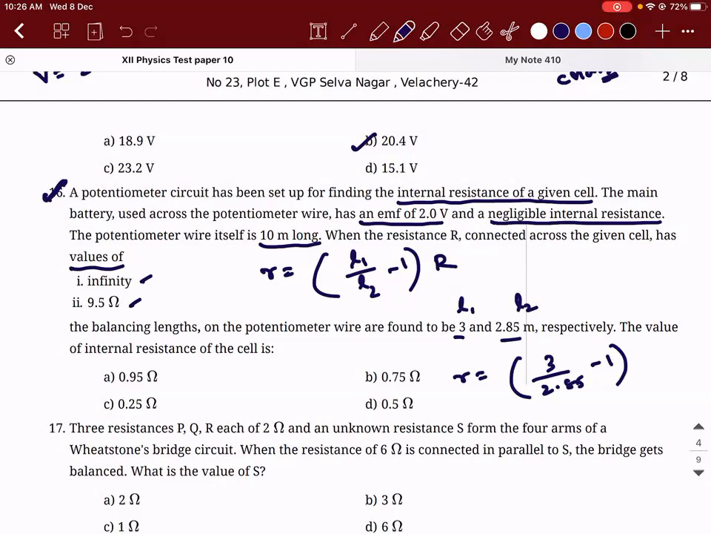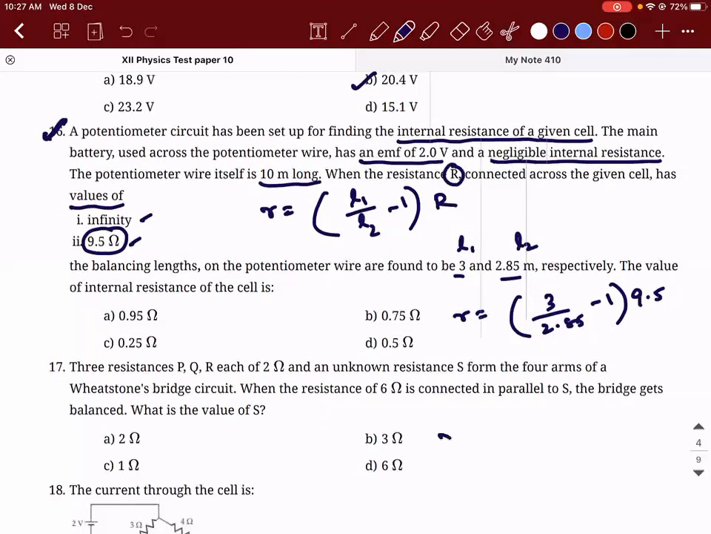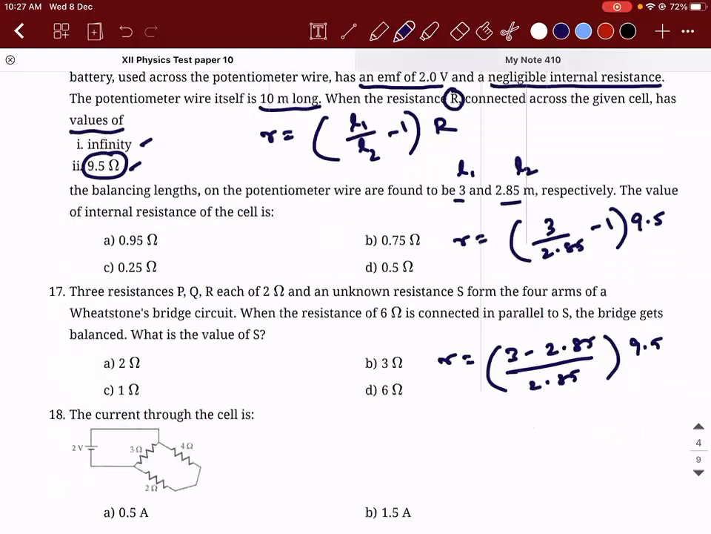No, capital R is not given. When resistance capital R connected across has a value of 9.5, so when it has 9.5, what will happen? So r is equal to (3 minus 2.85) divided by 2.85 into 9.5. So what is 3 minus 2.85?